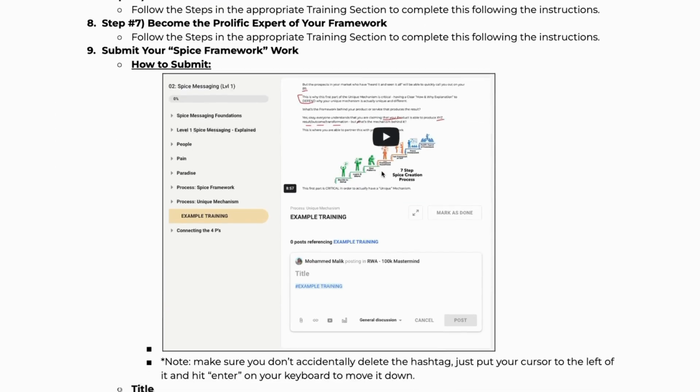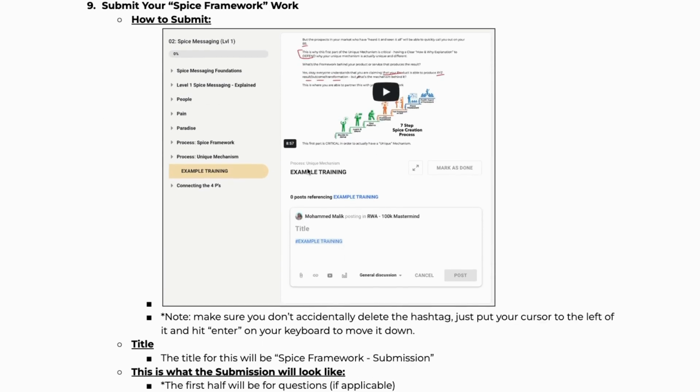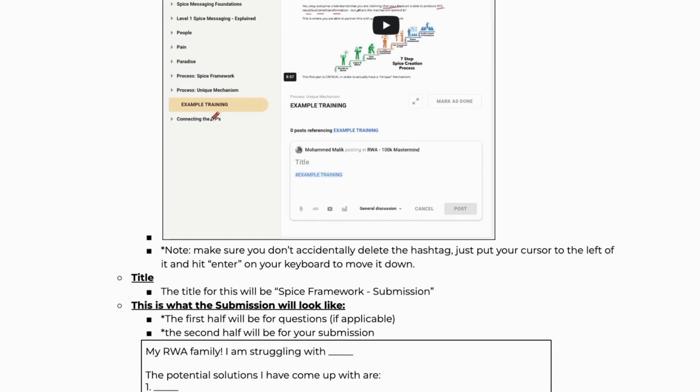Just as always, there is a comment box underneath this. You want to make sure that you do not delete the hashtag because that allows all of the comments to show up specifically underneath this training, so it keeps everything nice and organized. The title of this is going to be Spice Framework Submission. That is what it's going to look like right there.